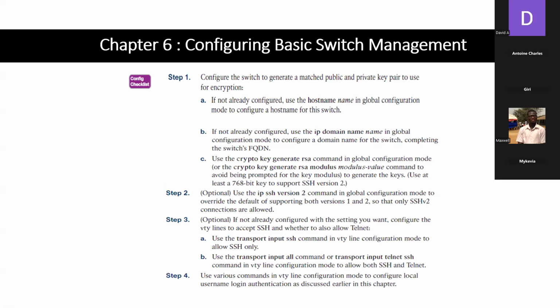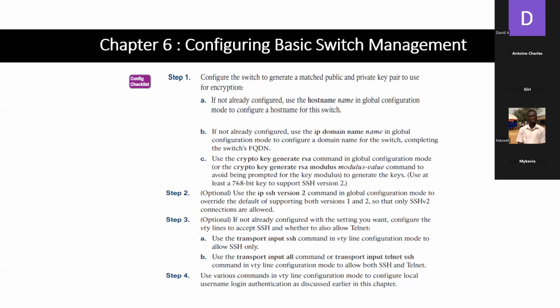So my favorite part, the configuration checklist, because it goes over the order of operations. First, it will tell you to configure the switch to generate a matching public and private key pair to use for encryption. That's the general statement, but to do this, you would follow steps A, B, and C, exactly how it was shown in the previous example.